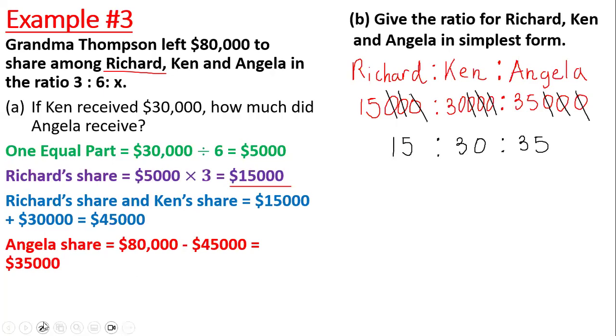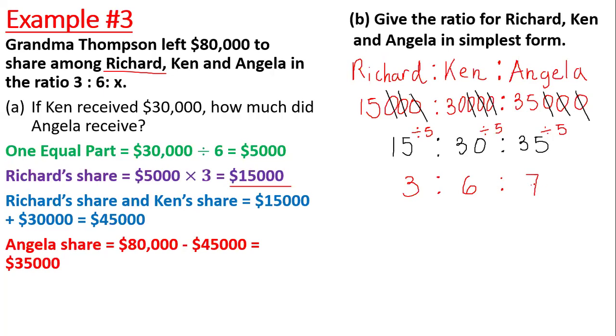what we're gonna do here is we are going to divide everything by 5. I'm gonna use 5, but y'all using 5 as well? 5, 5, and 5. 15 divided by 5 is 3. 30 divided by 5 is 6. And 35 divided by 5 is 7.